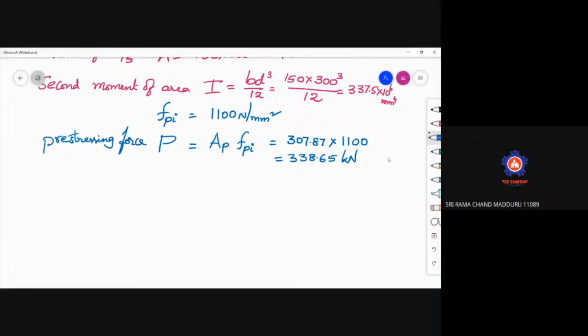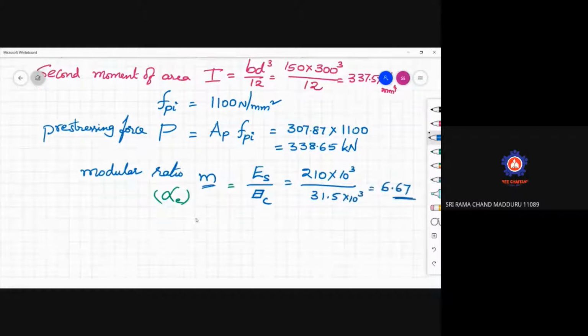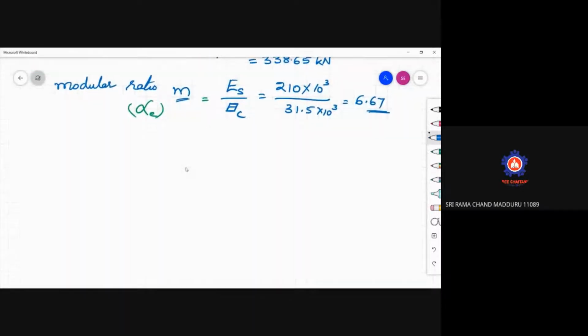Now calculating the next step, modular ratio. In some other textbooks they write it as alpha E, whatever the term, we are just following our comfortable terminology. So this is ES by EC, which is 210 into 10 cube divided by 31.5 into 10 cube. Modular ratio M is equal to 6.67.